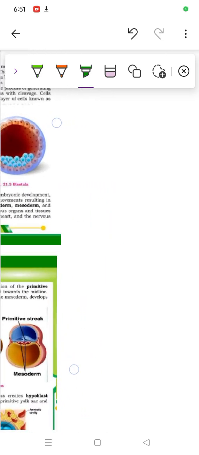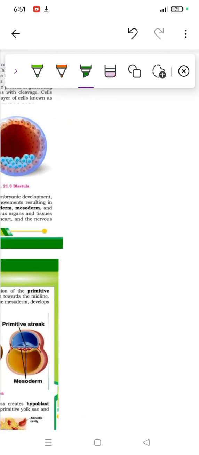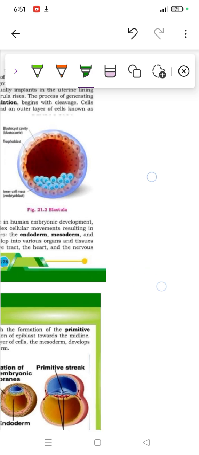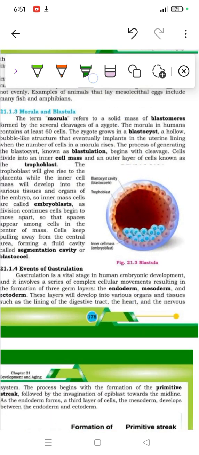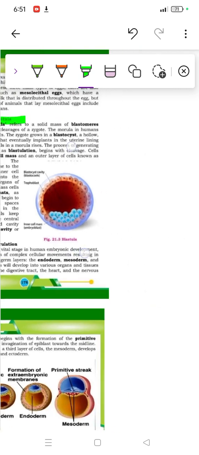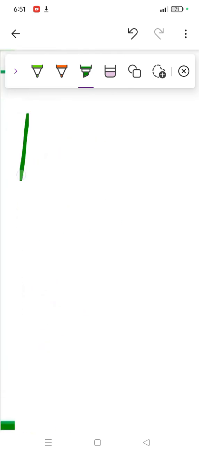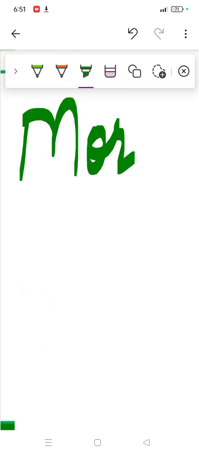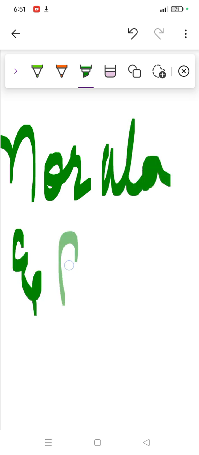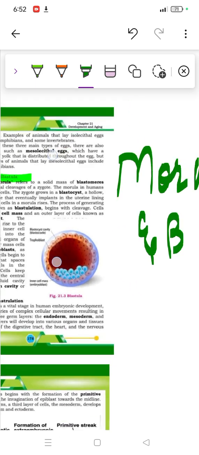So in the last video we were done with the introduction and the second part, which was fertilization. Today our next topic is morula and blastula. Before we go towards reading and understanding the book lines, let's go over what this concept is and what we'll discuss. So, morula and blastula.